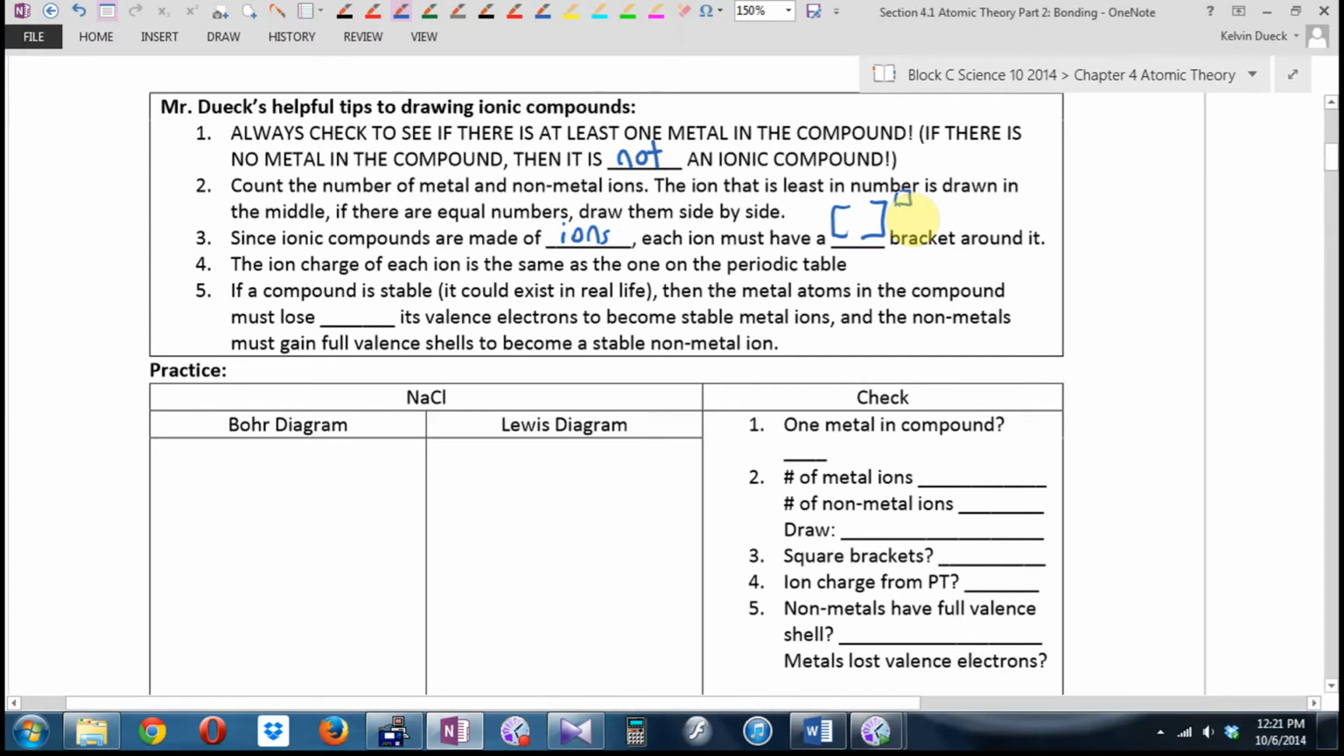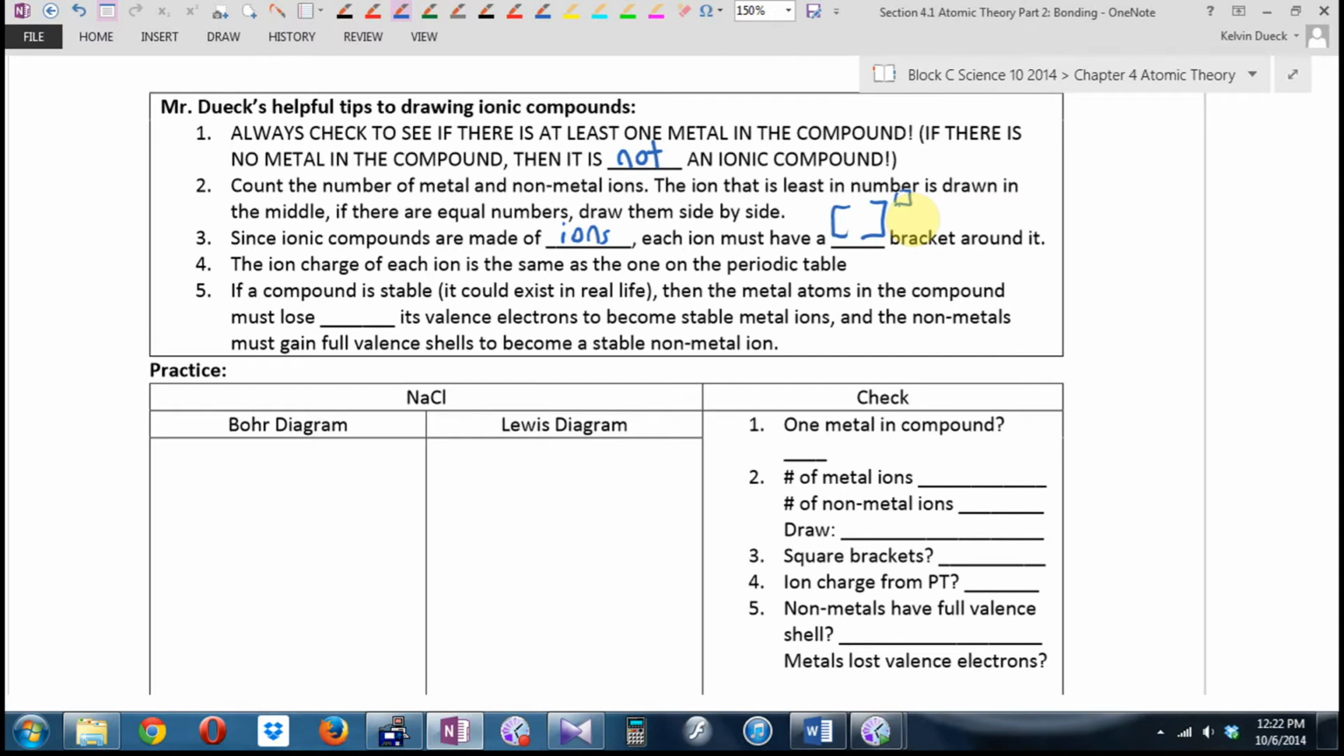That's my way of saying I'll take marks off on a test if you forget to put them there. What is the ion charge? It's right from the periodic table. We're going to be avoiding, at least for a while, the multivalent ones, the ones that have more than one charge. We're going to stick with the ones, today at least, that just have one charge.